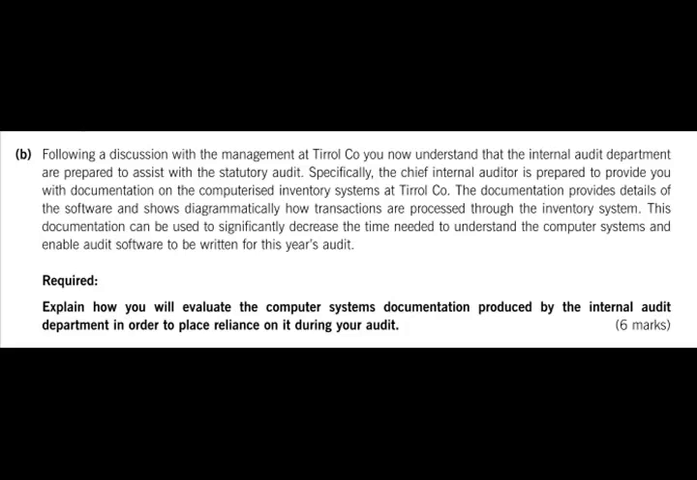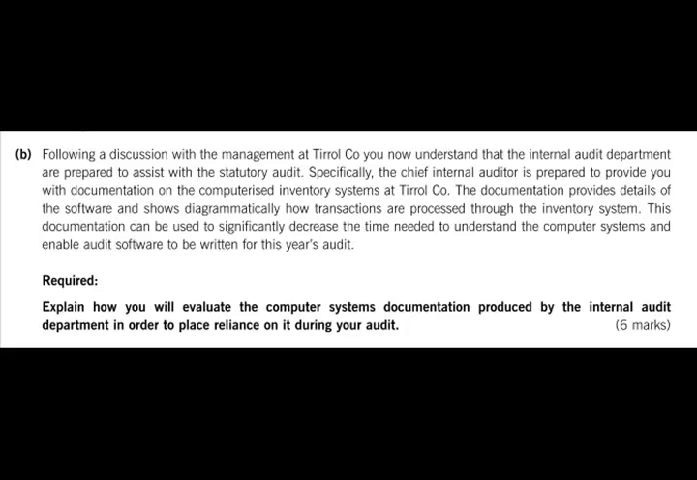Does the work look professional? Is it set out well with definitions? And if symbols are used in, say, logic flowcharts, are they used consistently? Does the documentation appear to be logical?